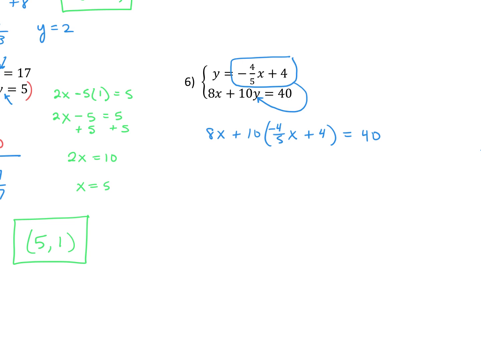We'll distribute that 10, but carry down the 8x. 10 times a negative 4/5 x is a negative 8x. 10 times 4 is a positive 40. Now we combine like terms. We have 8x minus 8x, which is 0, so we cross those off, leaving us with 40 on the left, 40 on the right. Now we talked in the problem above about this. Does 40 equal 40? It does. So when this is a true statement, that means there are infinitely many solutions.